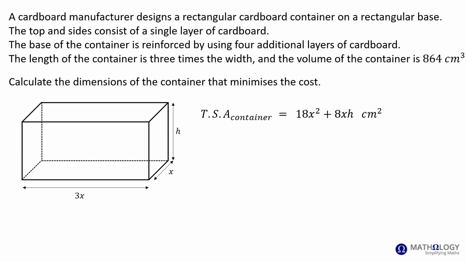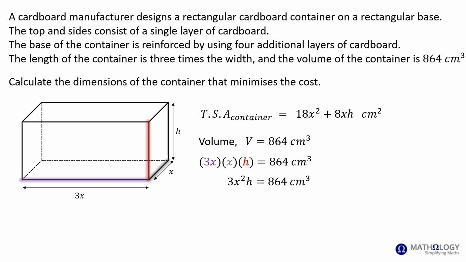In order to minimize the cost, we need to differentiate this expression for the total surface area, with respect to x. This expression also contains the height, h, and we only want it to contain the variable x. We therefore use the fact that the volume must be 864 cubic centimeters, to find an expression for h in terms of x. The volume of a rectangular prism equals the length, times the breadth, times the height. In other words, 3x squared h equals 864. Isolating h gives us, h equals 288 over x squared.